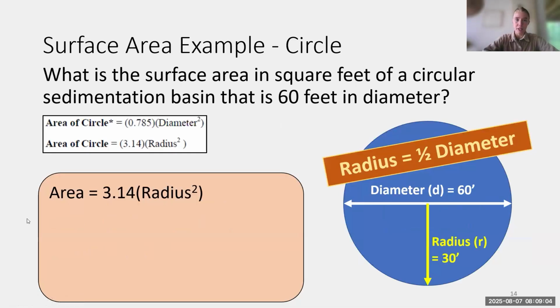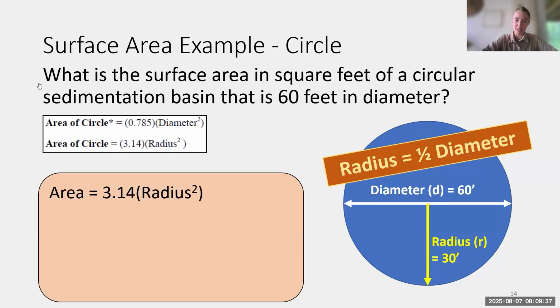Let's also go over an example for surface area of a circle. What's the surface area in square feet of a circular sedimentation basin that's 60 feet in diameter? Okay, so when we're talking about circles, we're usually using a couple of different points of measure where we might be using diameter. We could also use radius, and we have these two different equations that are available to us. If you would rather work with the diameter, you can use that equation on the top.